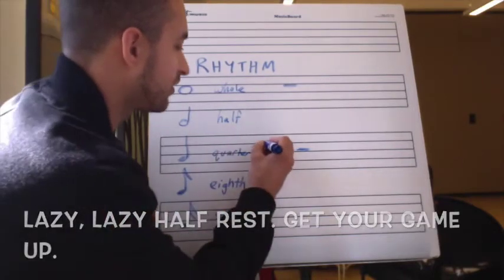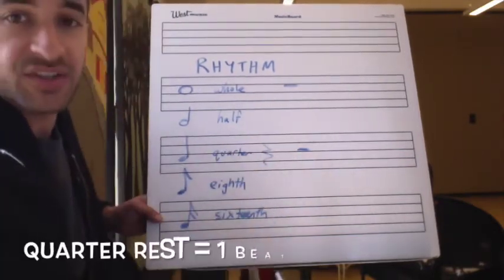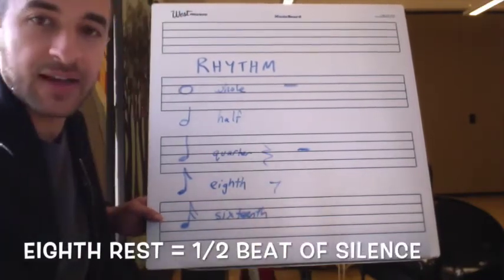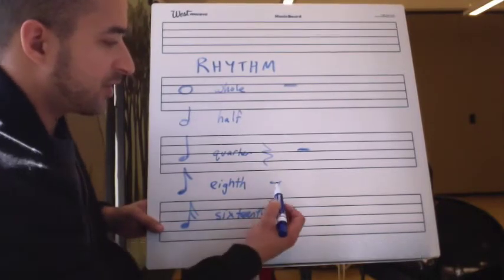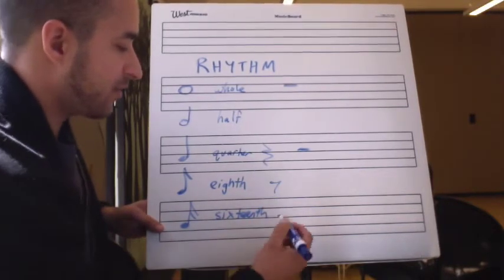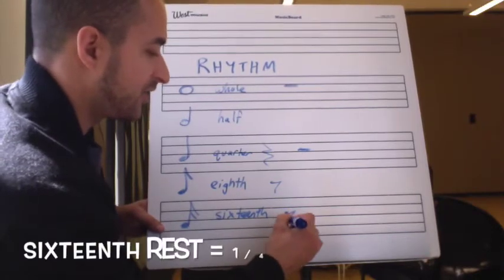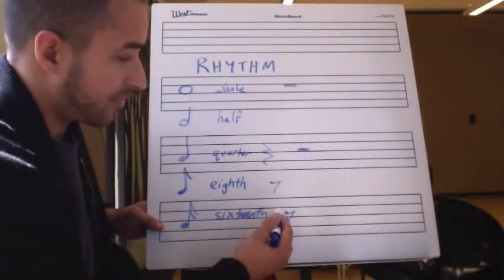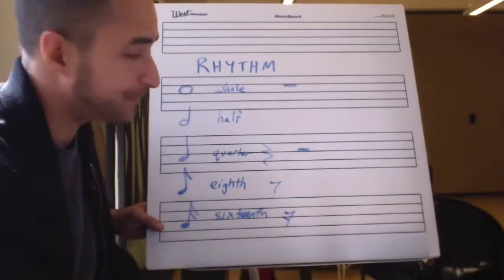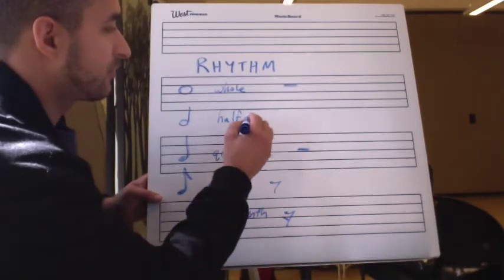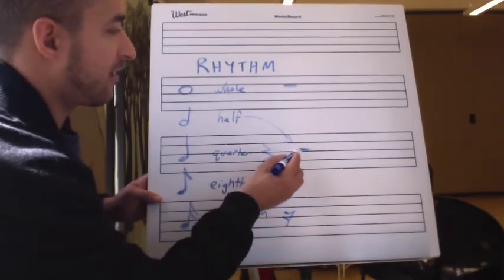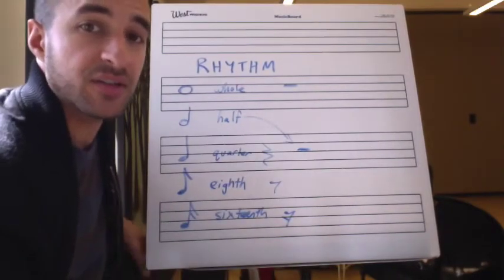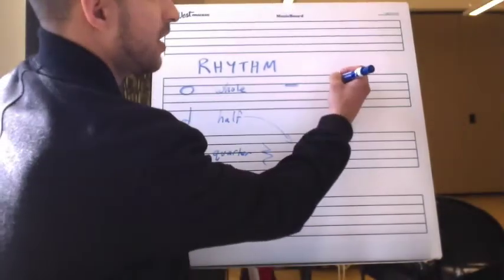The quarter rest looks like this, a little fancy sideways M. The 8th rest, like a little fancy 7. And if we look at this part of the 7 as a flag or tail, the 16th just adds an extra one. A 32nd rest would have a 3rd one. A 64th would have 4. So just remember that that's the half rest. Quarter rest, 8th rest, 16th rest. There's your whole rest.